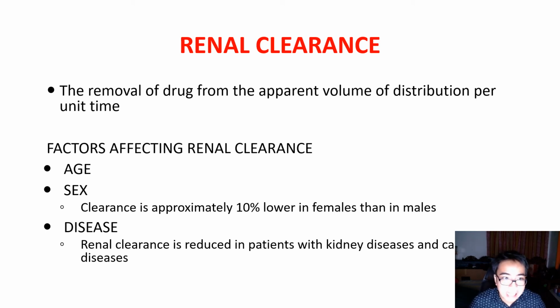So, renal clearance, class, simply defined as the removal of drug from the apparent volume of distribution per unit of time via the kidneys. So, factors that affect this would, of course, be age, gender, or sex. Clearance is approximately 10% lower in females than in males. Okay, so mas mabilis daw mag-clear ng mga males oftentimes. And then disease states. So, renal clearance is reduced in patients with kidney disease and cardiac disease. Cardiac disease, class, kasi mas mababa, most likely, ang blood flow.